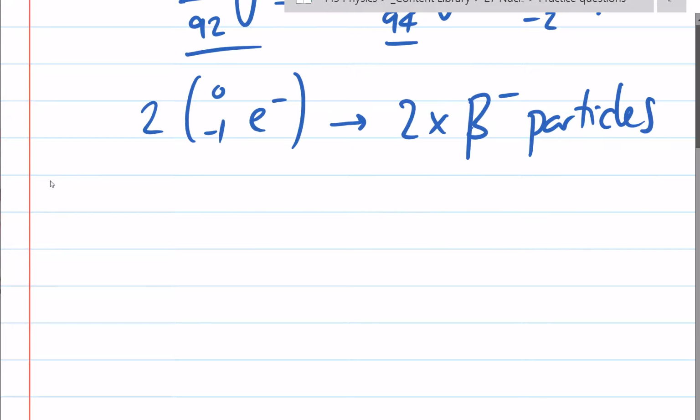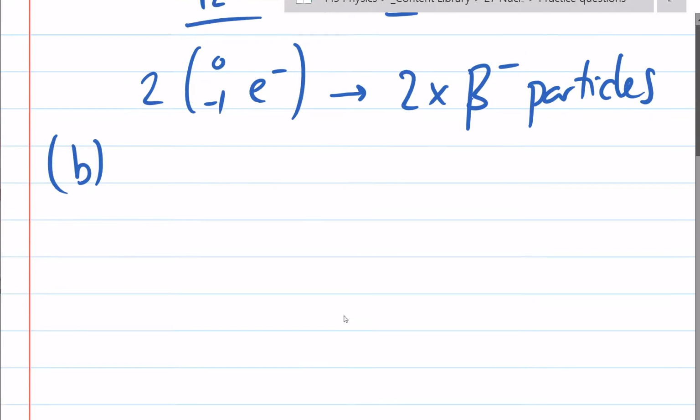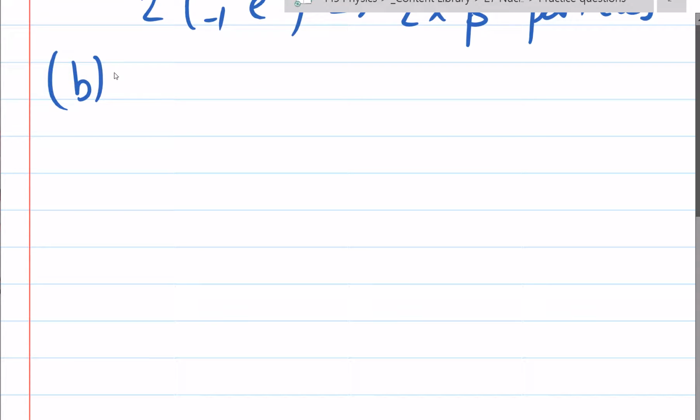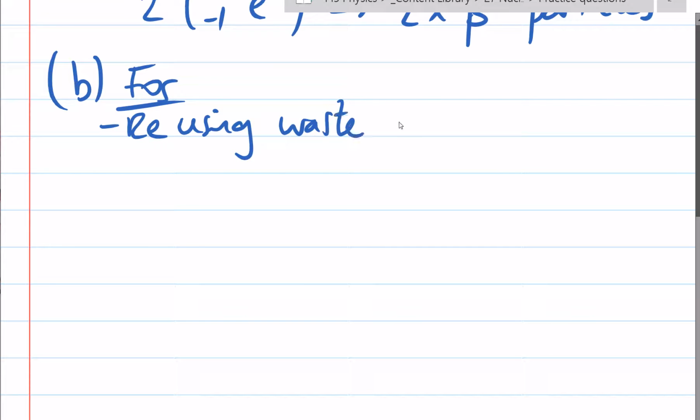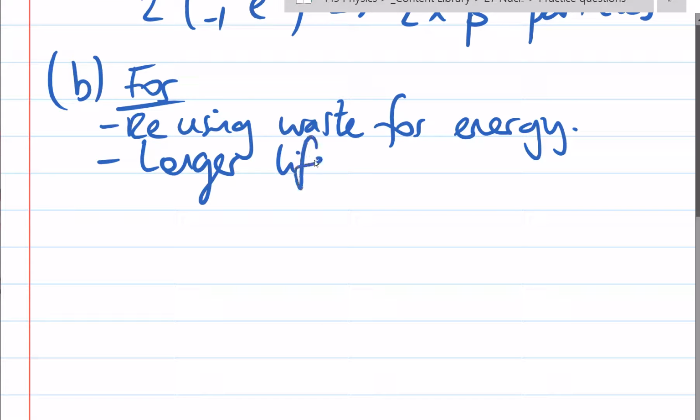Question 2, part B, talking about breeder reactors and the arguments for and against. So for is reusing nuclear waste for energy, and a longer lifespan of nuclear fuel.